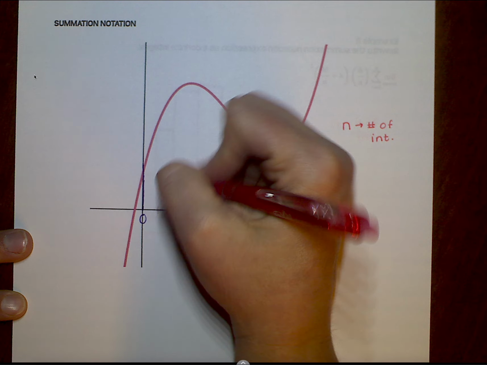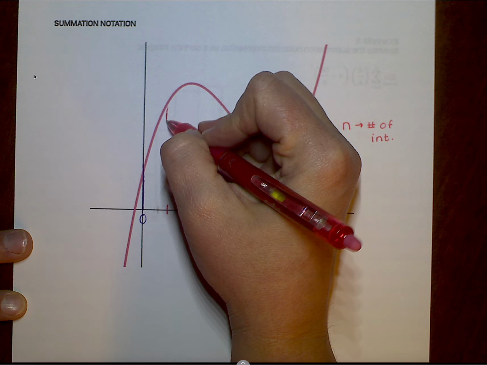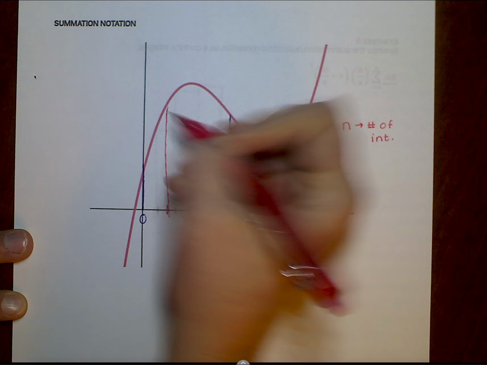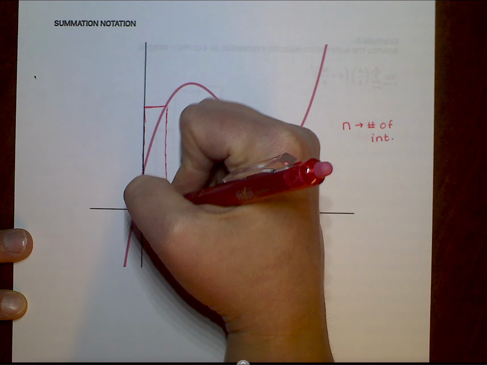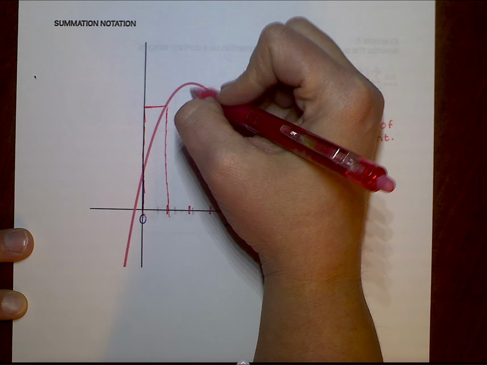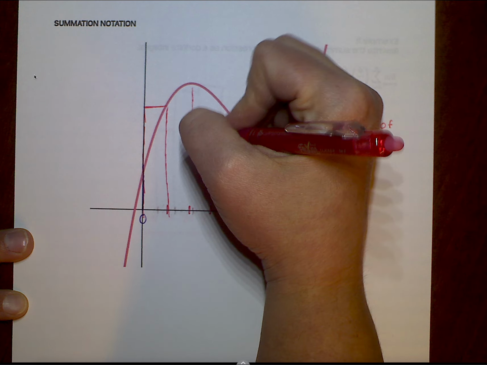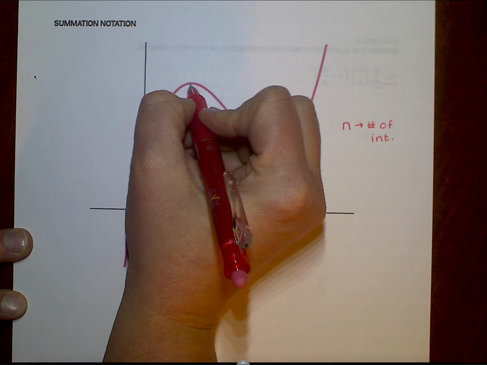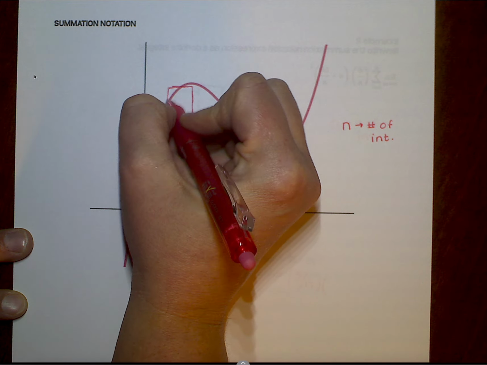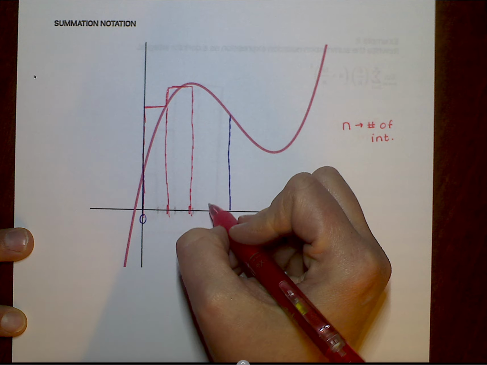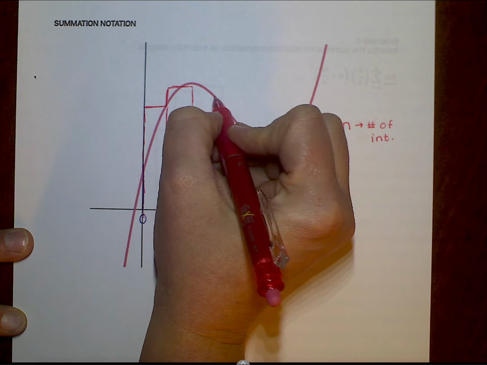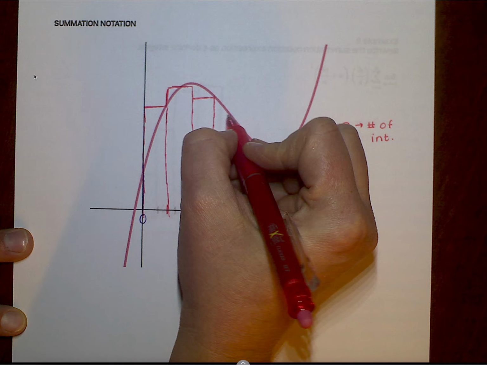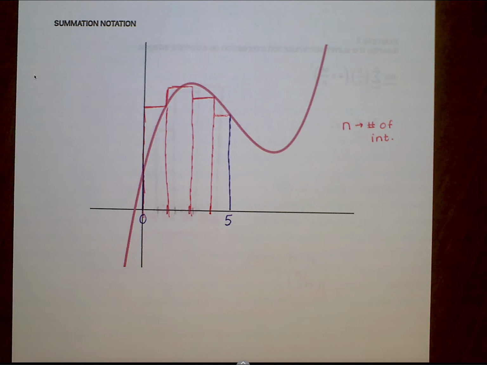So for a right Riemann sum, this rectangle would be anchored here. That's my first rectangle. My second rectangle would be anchored here-ish. My third rectangle would be anchored about here. And then my fourth rectangle would be anchored right there at that 5. So these are the 4 rectangles that I'm working with in my Riemann sum.